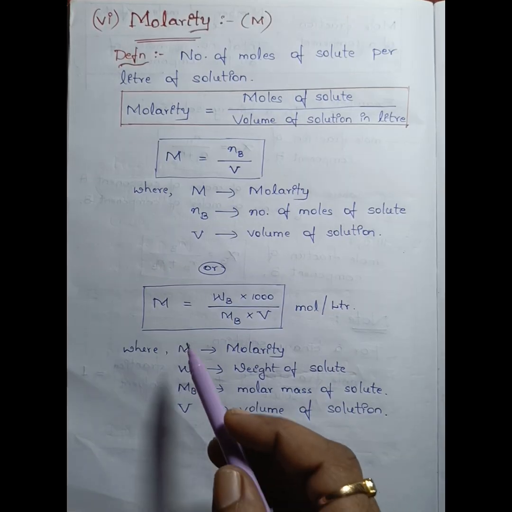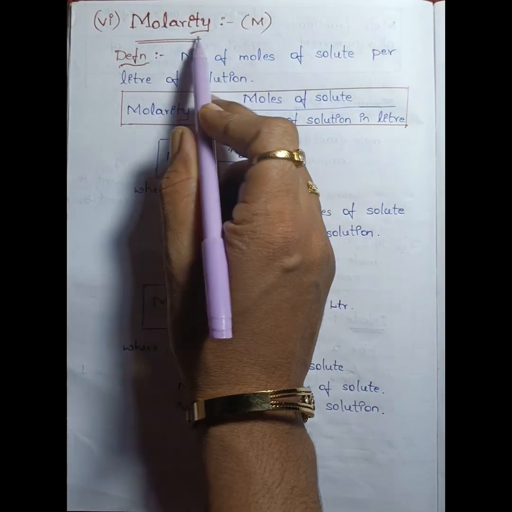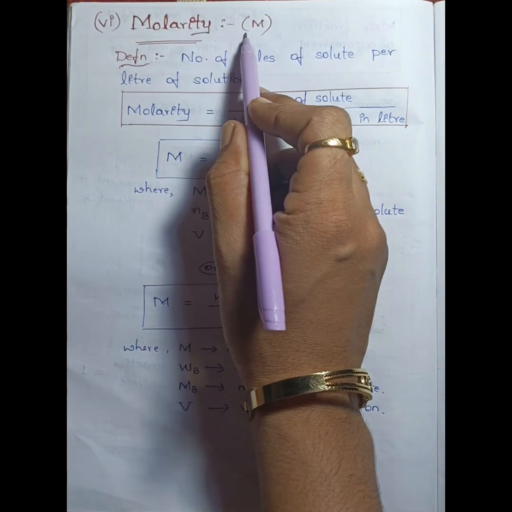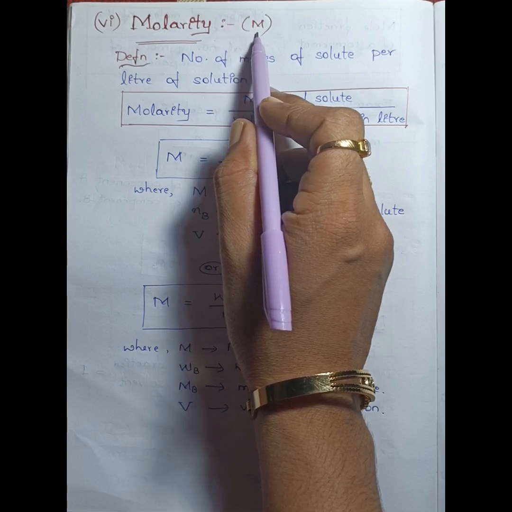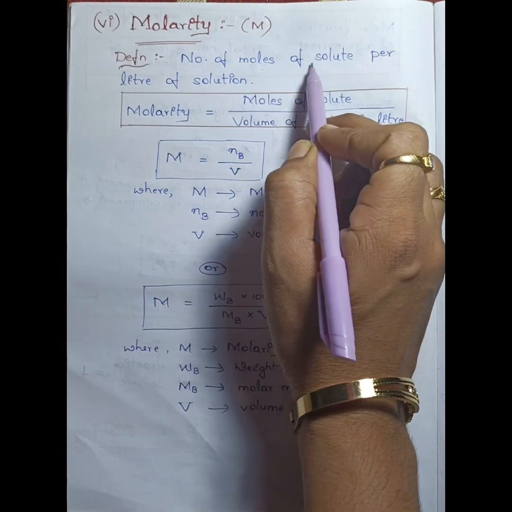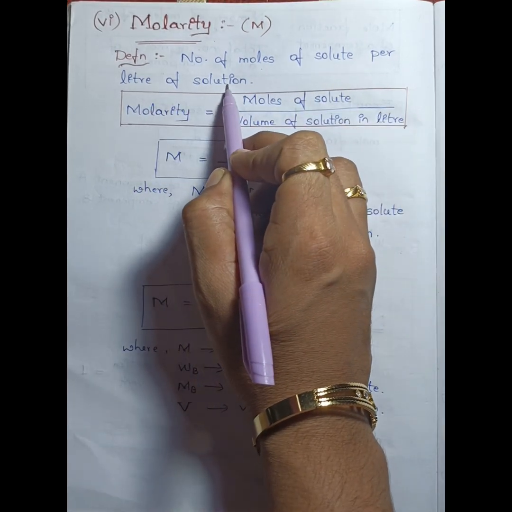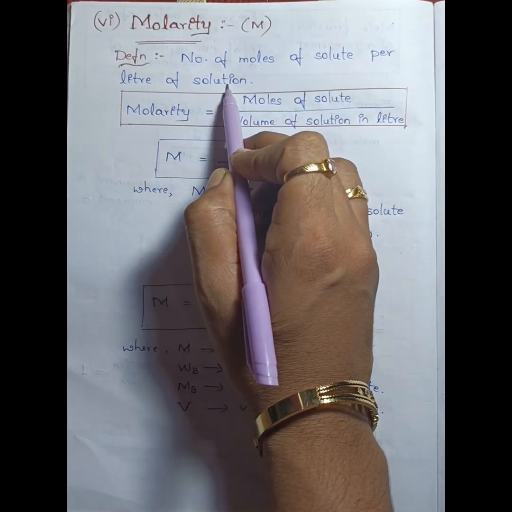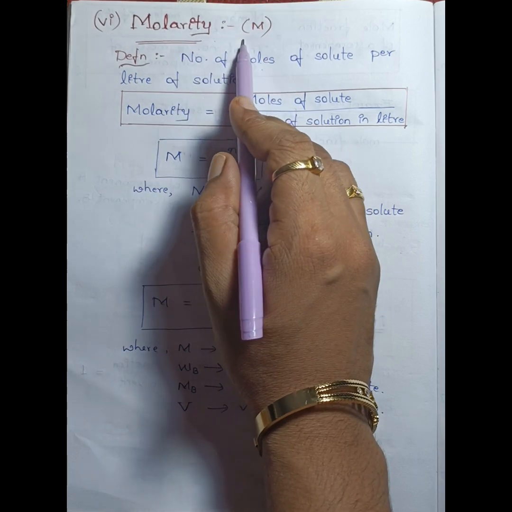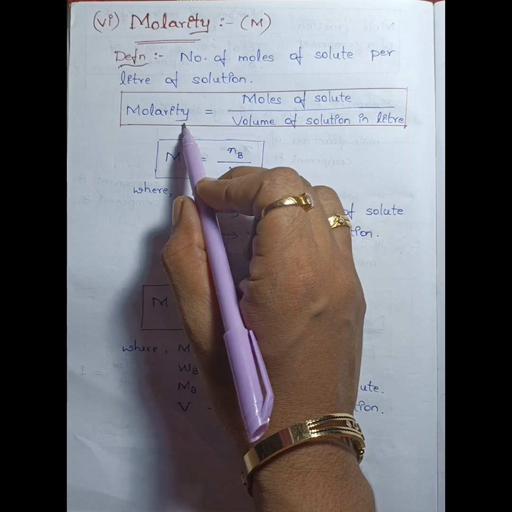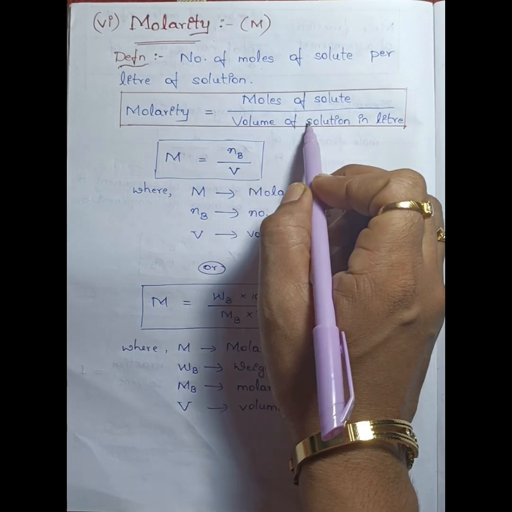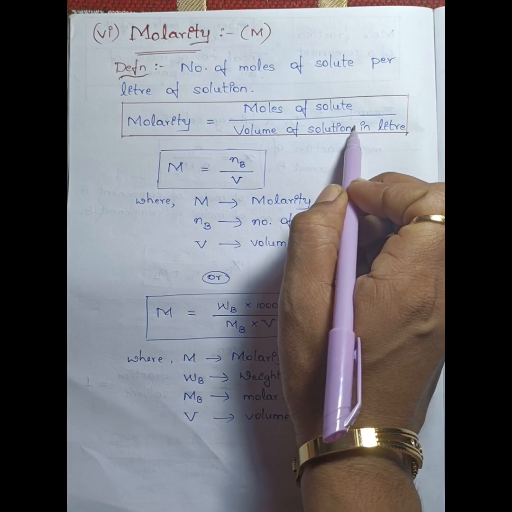Next, the method of expressing concentration is molarity, which is denoted by capital M. It is defined as the number of moles of solute per liter of solution. In 1 liter of solution, how many moles of solute are dissolved? That is calculated using molarity. The formula to calculate molarity is moles of solute by volume of solution in liter.